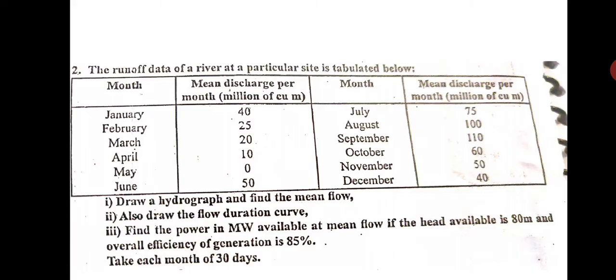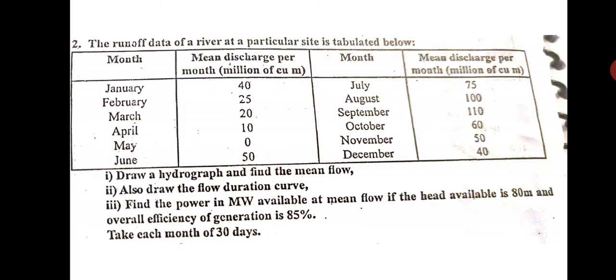Now you can see in this table what is given: January 40, February 25, March 20, April 10, May 0. So in the month of May it is 0, which means there is no runoff. Then June 50, July 75, August 100, September 110, October 60, November 50 and December 40. So the runoff data for the river for all the 12 months is given. In 1 month, May particularly, it is 0.